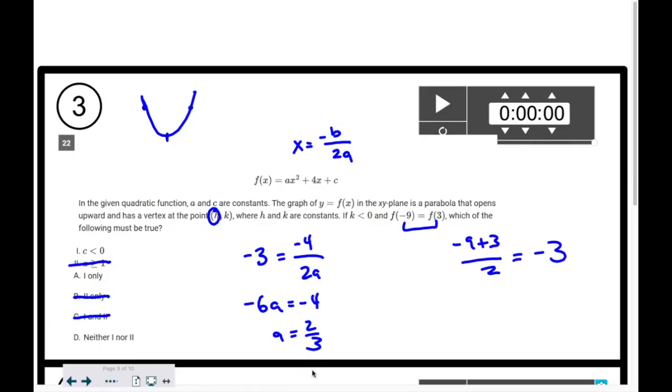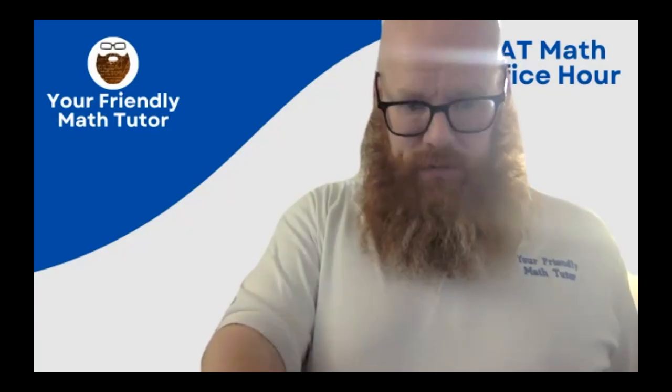But before I go to Desmos, I want us to notice the other part of the problem that they told us. They said k was less than 0, which means that that's the y coordinate of the vertex. We need to make sure that's less than 0. So let's remember that when I hop over to Desmos here.